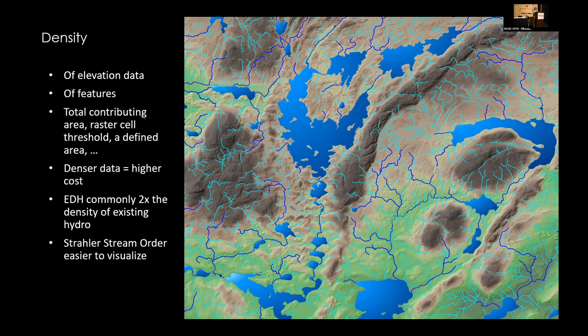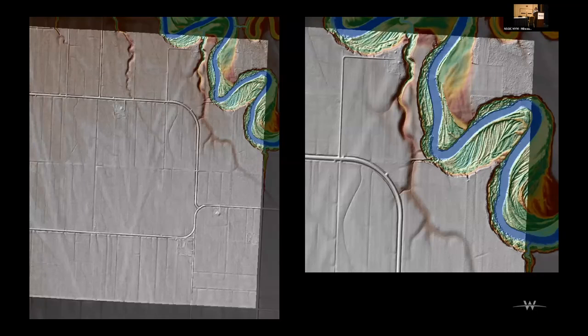So here's an example that we have of what density looks like. This is a Red River Valley, so northwestern corner of Minnesota. This is where I cut my teeth on EDH 2011 or so. Dan knows the area well. And when folks are making decisions about EDH, one of the questions that you're going to be asked is, how dense do you want the data? So far in USGS, there's 2 separate methods or determinations of coming up with what the appropriate answer might be for your state or your organization.